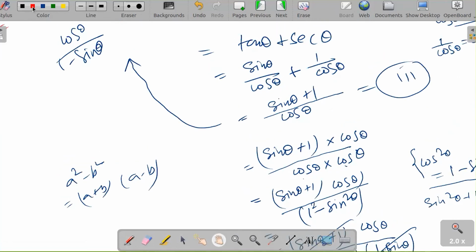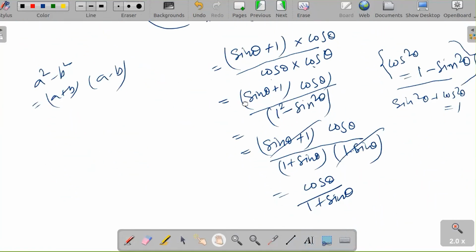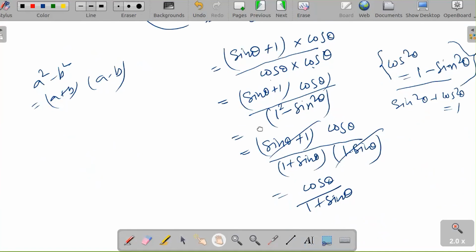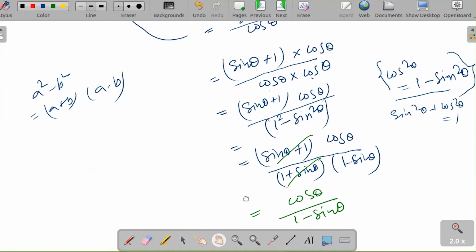So this was our result. I mean, the second term that we need, cos theta by 1 minus sin theta. But we got plus. Oh, sorry, there is one mistake. We cancelled wrong. This is very silly. This is 1 plus sin and this is 1 minus sin. So now it will be cos by 1 minus sin. Okay, now this is clear.